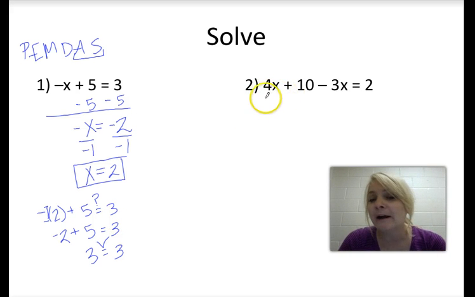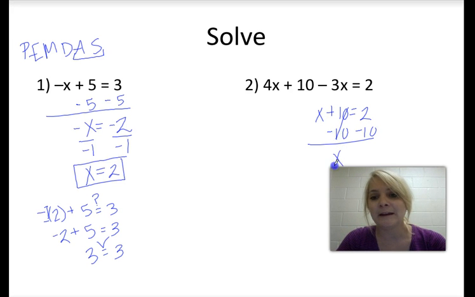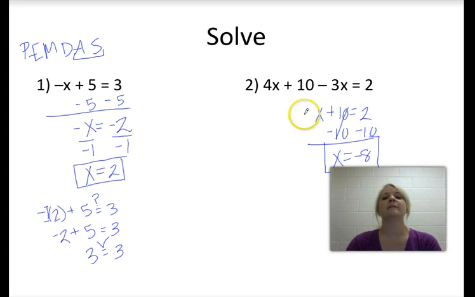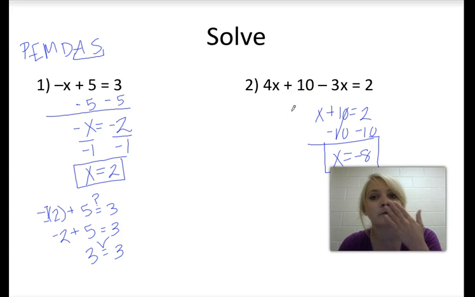All right, so the second one. Here we're going to first combine our like terms. So 4x minus 3x is positive 1x plus 10 equals 2. And then we're going to subtract both sides by 10. So we get x equals negative 8. And that will be our solution. So we're able to combine like terms and then use our subtraction property of equality. Since we're subtracting 10 on both sides, what we looked over today in class, we get an equivalent expression.